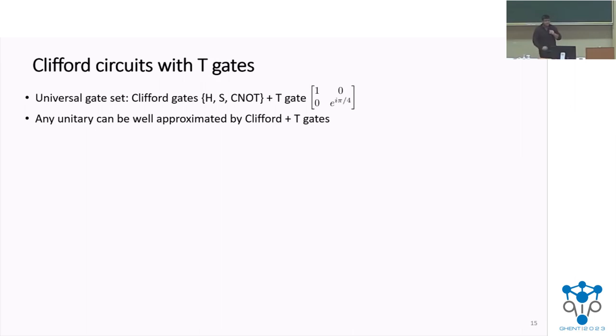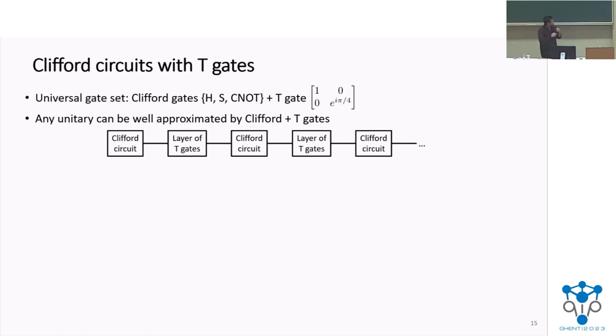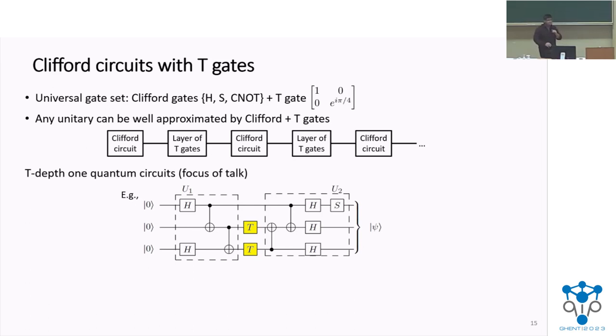So the reason we thought of looking at Clifford circuits with T gates is that, obviously, it's a universal gate set. And you can have any unitary that can be well approximated by Cliffords and T gates. So for instance, you can have a Clifford circuit in the very beginning, followed by a layer of T gates and a Clifford circuit and so on. In our case, we're just going to look at T-depth 1 quantum circuits. So we just have one single layer of T gates.